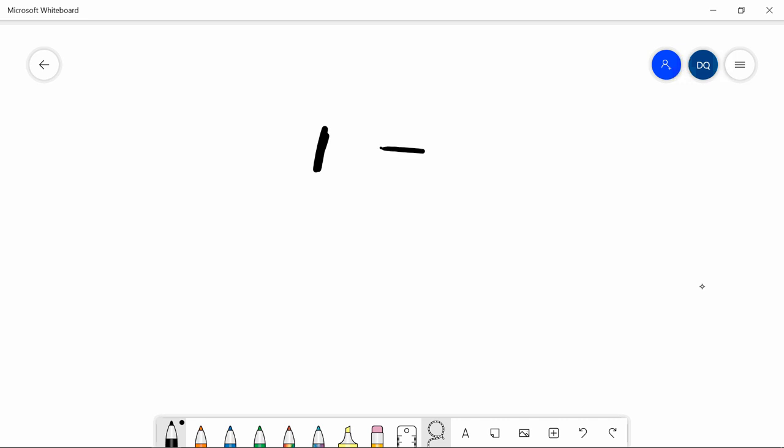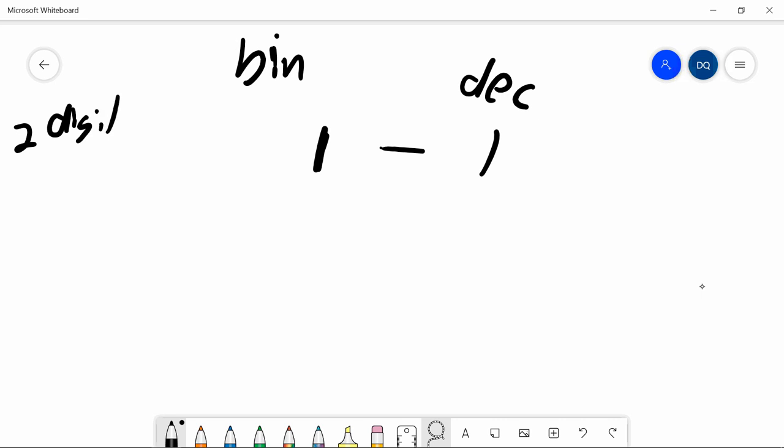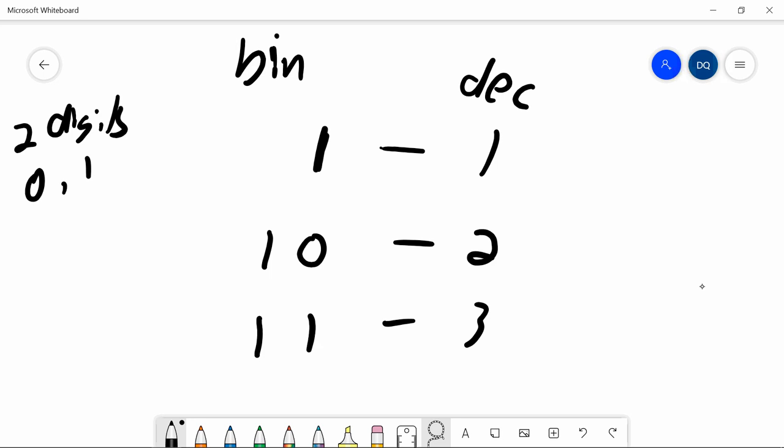So let me just map this. This is in decimal and this is in binary. Since we only have two digits available, we call this binary. Our two digits are 0 and 1. With only these digits available, the next largest number, a 2, is going to be a 1 followed by a 0. A 3 is then a 1 followed by a 1.